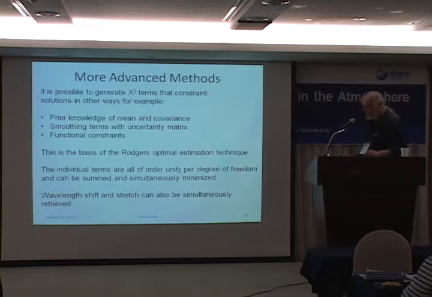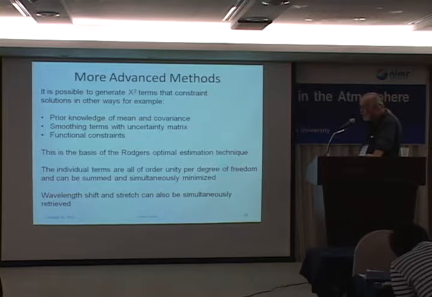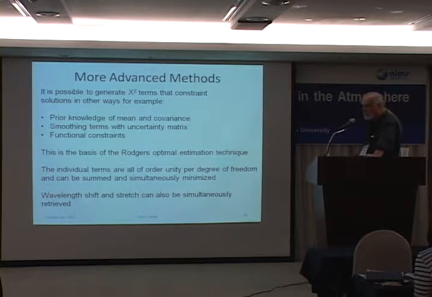So it's very easy to generate these auxiliary constraints. And by having used the inverse covariance matrix to scale to order unity, you can just sum together the terms and then do a global optimization. And the equation that pops out is exactly the Rogers equation.